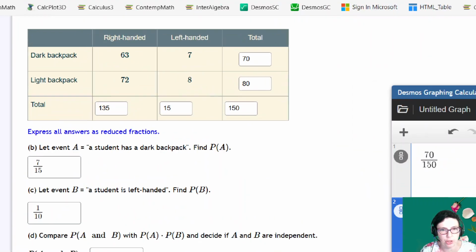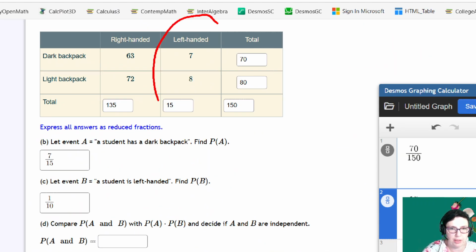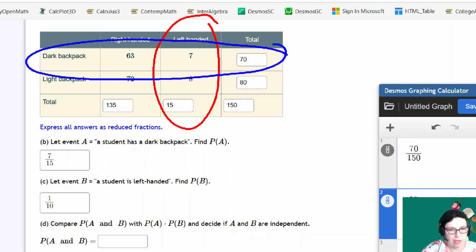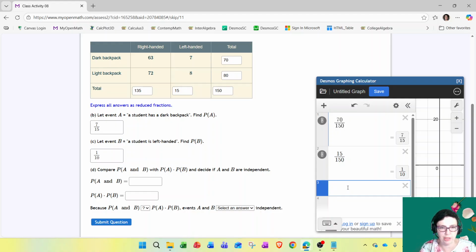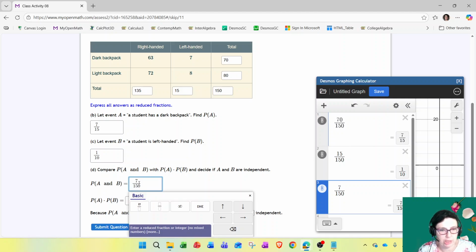Well, where is the intersection? So the left-handed is here, dark backpack is here. So this part, the and part, is going to be these 7 people, and then you're dividing that by 150. So the overlap or intersection of those two events is going to be 7 over 150. I don't think that this is reducible, so we're just going to put it just like that.